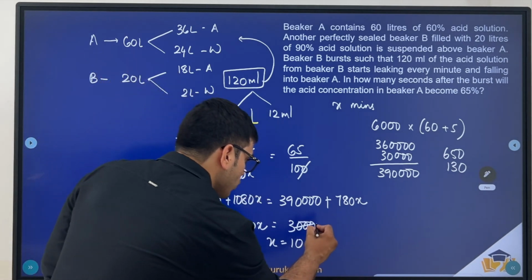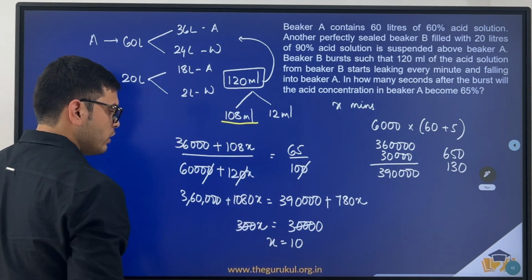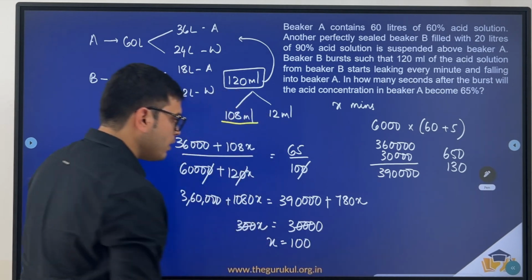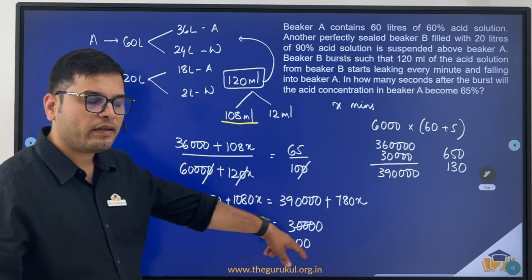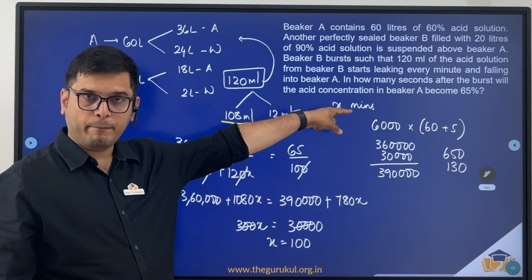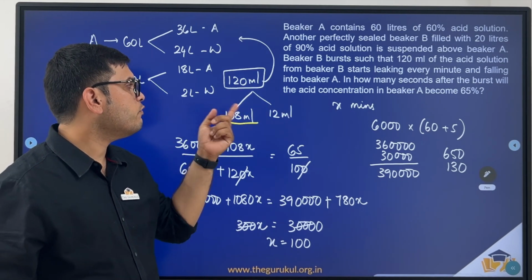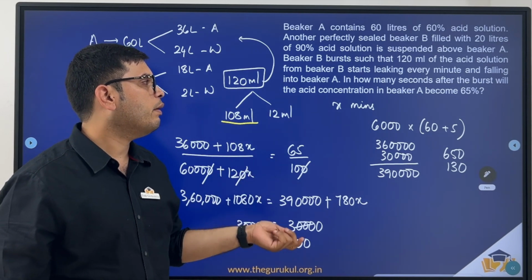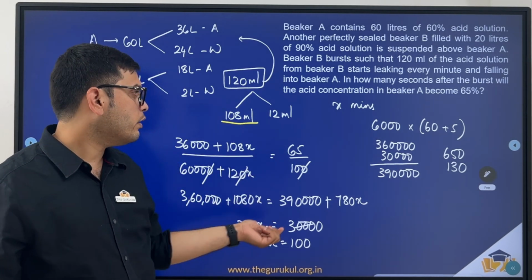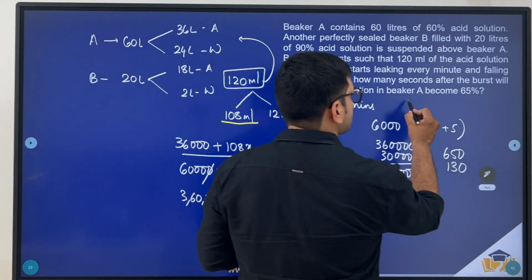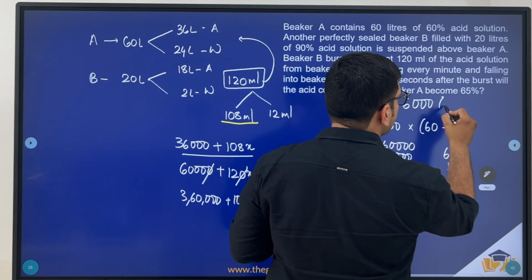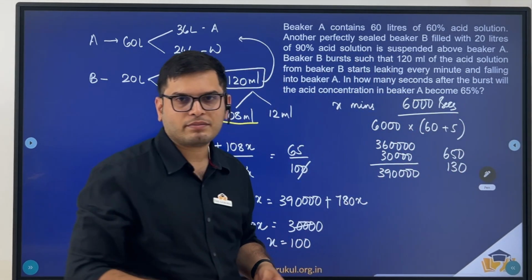Sorry, this is 30,000, not 3,000. Now x is equal to 30,000 by 300, that should be 100. Now what is x? We have considered x to be minutes, but what was asked? In how many seconds after the burst will the acid concentration in beaker A become 65%? Now 100 minutes is equal to what? 100 into 60, 6,000 seconds should be the answer for this question.